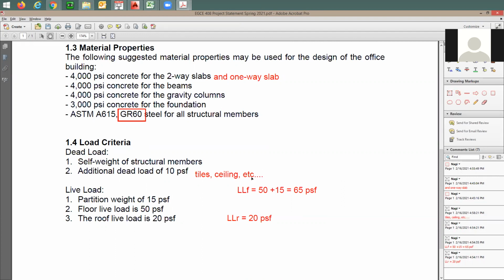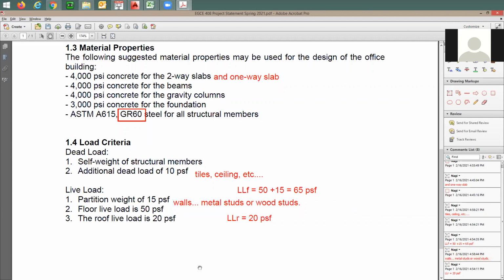What about the partitions? What's the meaning of the partition? Can someone help me with partitions? Is that a wall? Yeah, the walls. Which walls? The light frame walls, made out of metal studs or wood studs, right? We call these partitions.